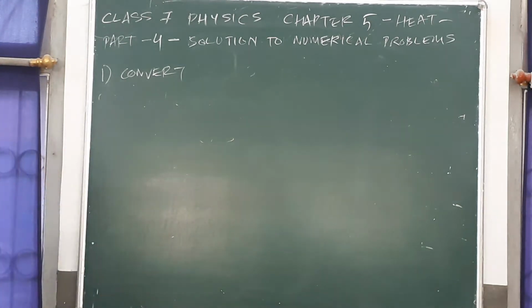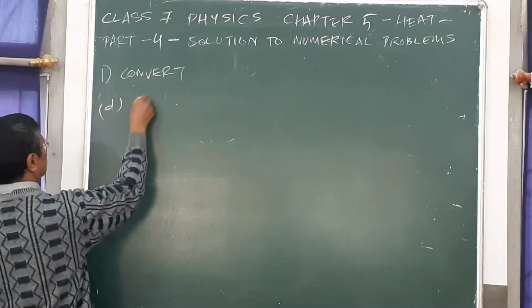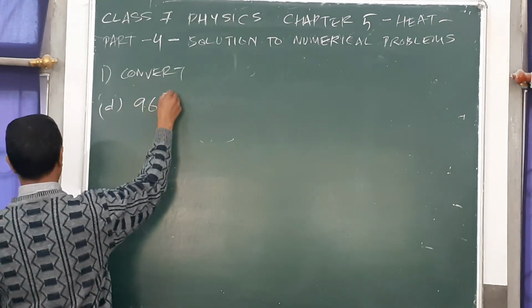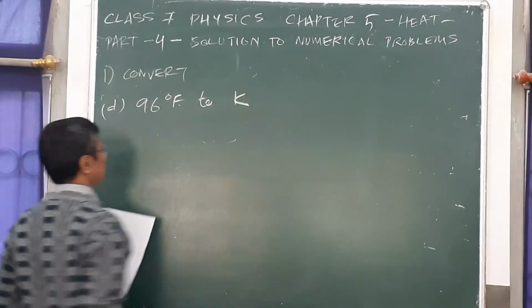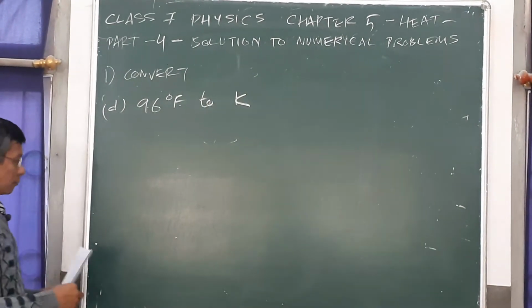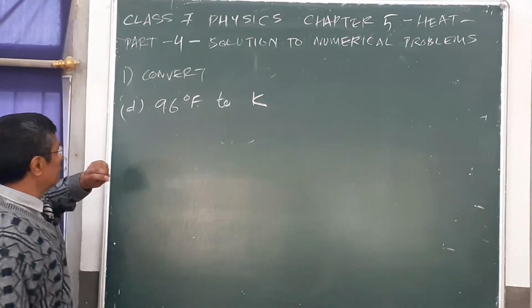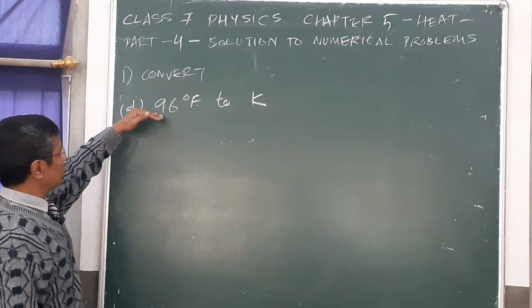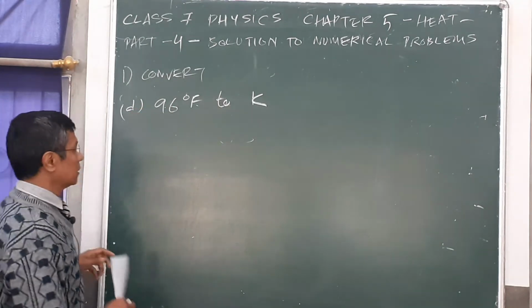Next, we are learning how to convert Fahrenheit to Kelvin. So, we are converting 96 degrees Fahrenheit to Kelvin scale. Now, there is no direct formula in which we can convert from Fahrenheit scale to Kelvin, but we do have a formula in which we can convert from Fahrenheit scale to Celsius scale and from Celsius scale to Kelvin scale.